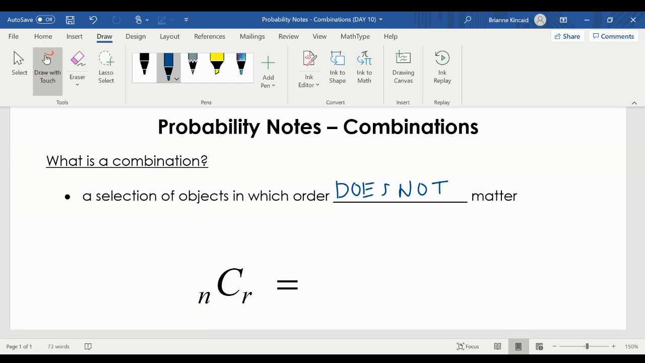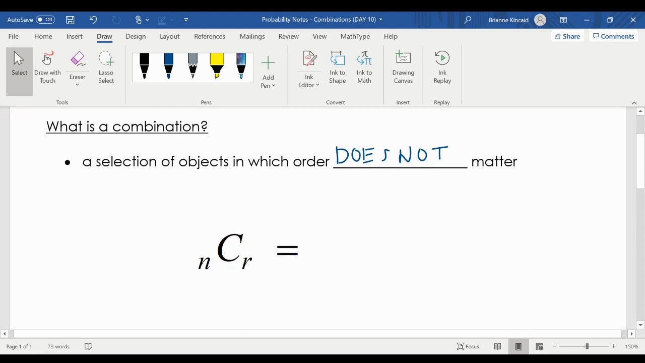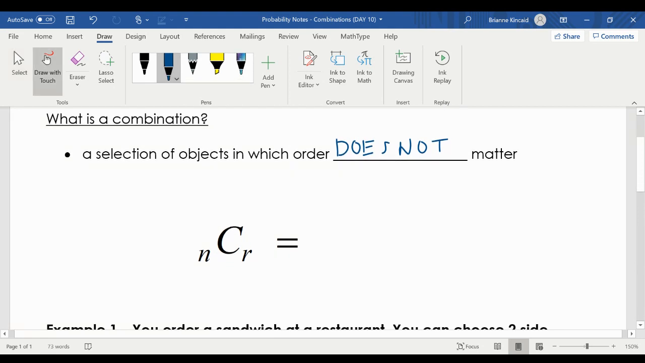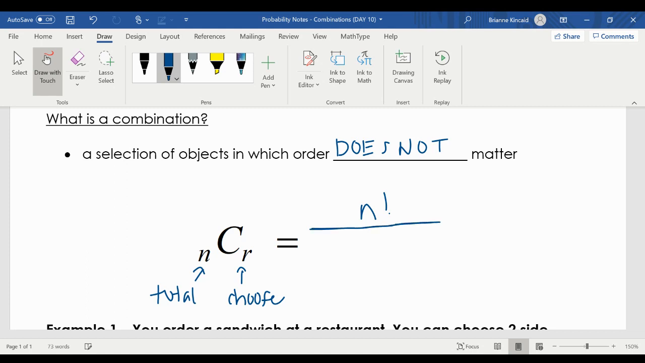So our formula that we have here, n combination r, what n represents is the total, and what r represents is the amount that we choose of that total. It's going to make a little bit more sense once we have actual examples. So for this formula, we have in our numerator n factorial, and in our denominator we have n minus r factorial times r factorial.